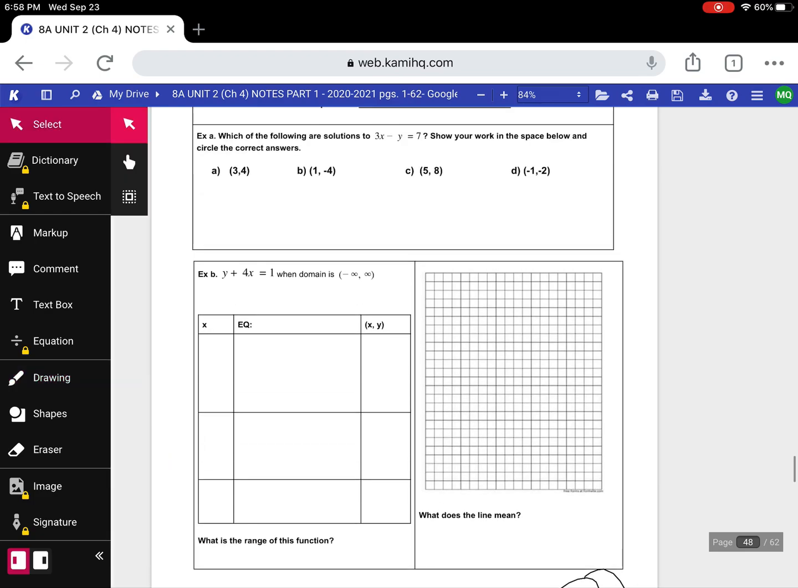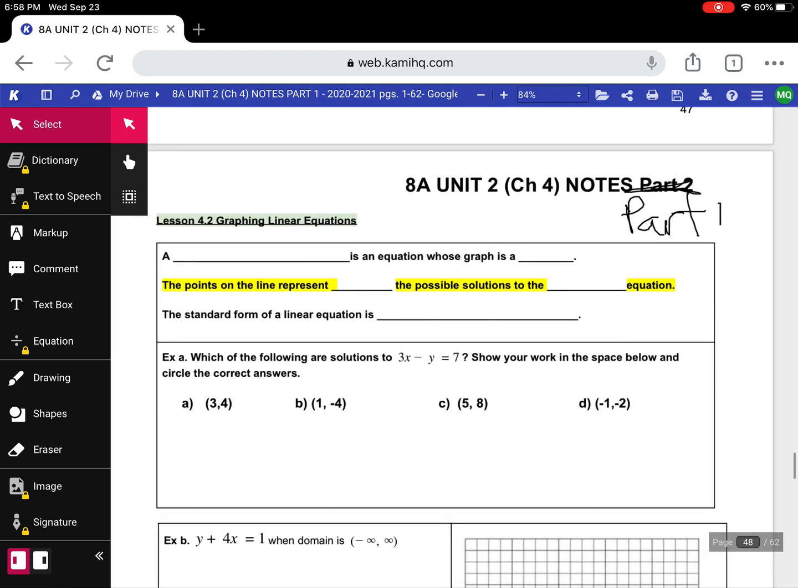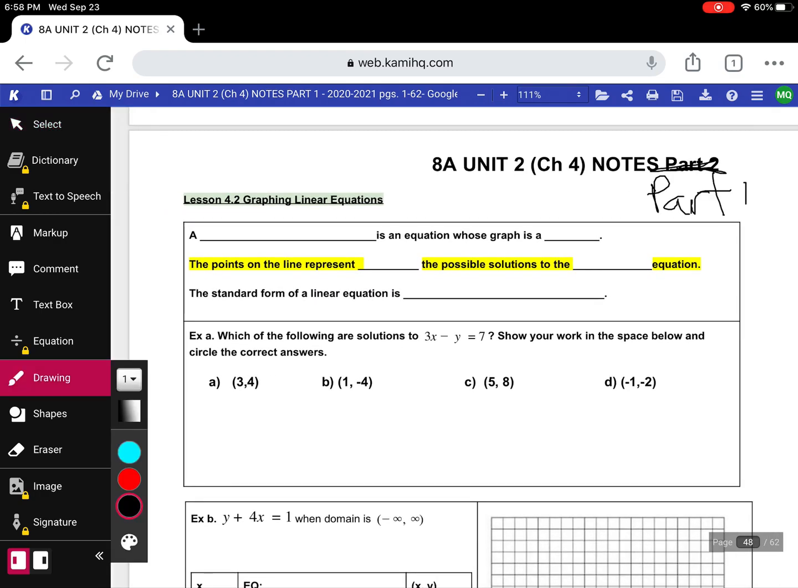Okay, let's look at graphing linear equations. Let me get my drawing tool back on. Let's go to red. We are talking about linear functions, okay? A linear function is an equation whose graph is a line. The points on the line represent all the possible solutions to the linear equation.